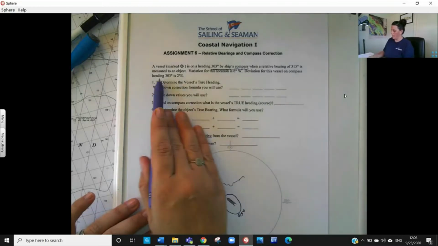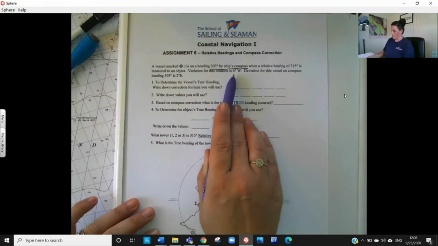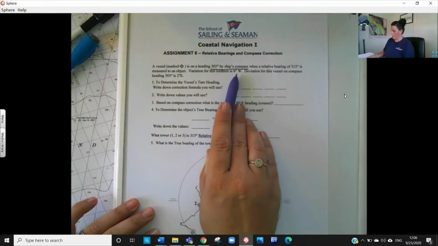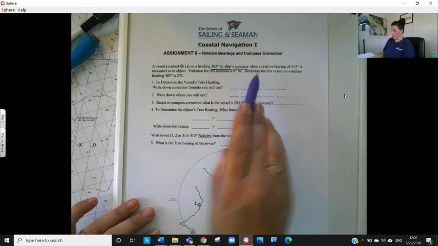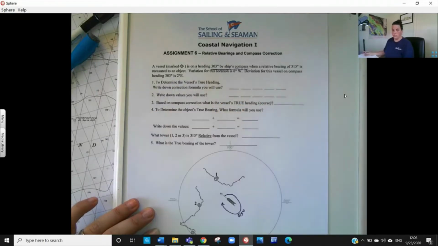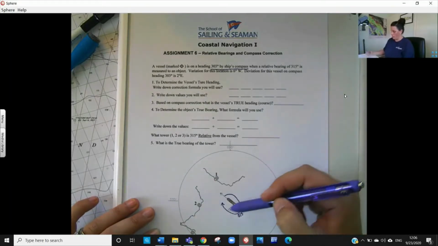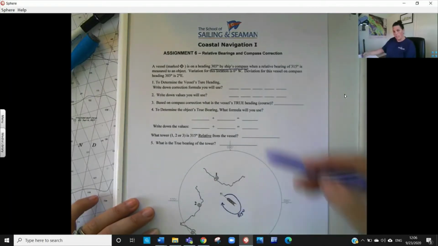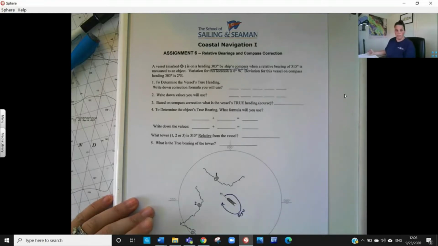They give us variation, and they gave us deviation for the heading that we're on, so we don't have to use the deviation table. And they want to know what the true bearing of the tower is. So we work through this in steps.